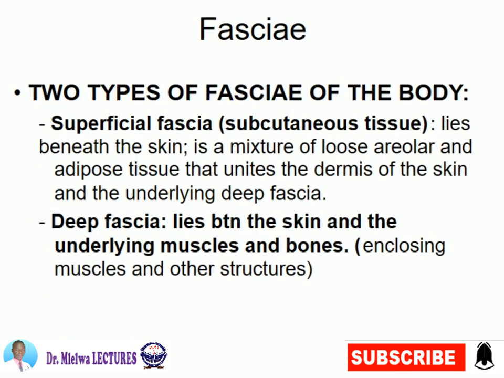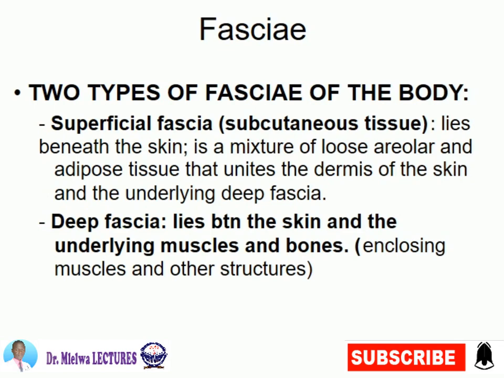We have superficial fascia, or sometimes it's known as subcutaneous tissue. It lies beneath the skin. It is the mixture of loose alveolar and adipose tissues that unites the dermis of the skin and the underlying deep fascia. So superficial fascia is made up of the alveolar and the adipose tissues. Adipose tissues, they are fat in origin. It's just like an accumulation of fat below the skin.